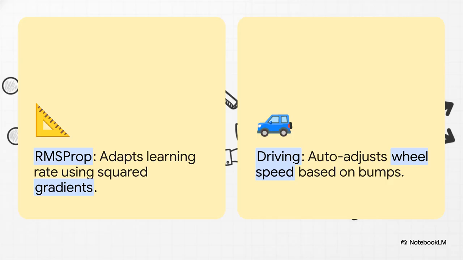This one really shines with non-stationary problems that have constantly varying scales. Imagine driving an off-road vehicle across completely different terrains, where the system automatically adjusts the wheel speed based on a moving average of the squared recent bumps. It normalizes your steps so the vehicle doesn't just spin out of control the second the landscape changes.